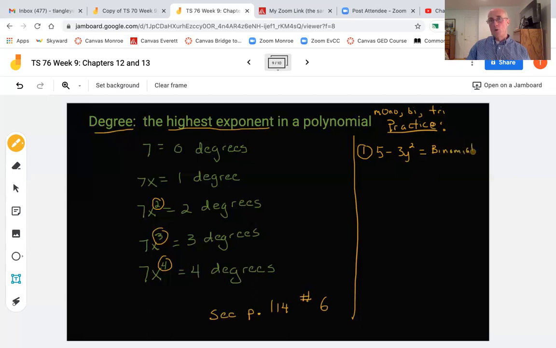And to what degree is this? Well, by definition, it's the highest exponent. There's no exponent here. This has an exponent squared, so it's 2 degrees. That's how I would identify that in my homework. All right, let's look at number 2 here.